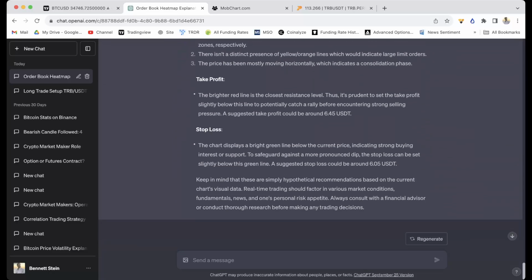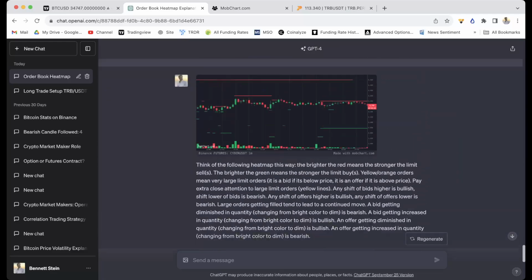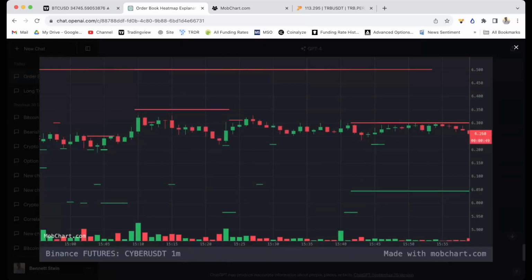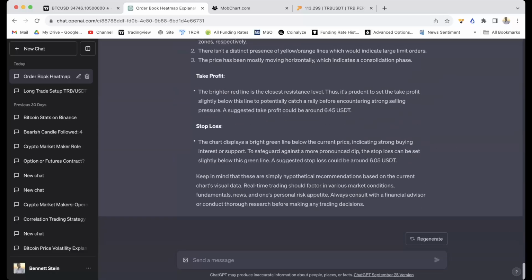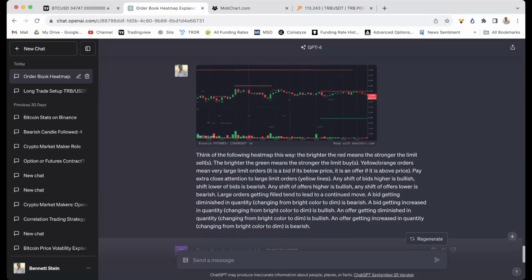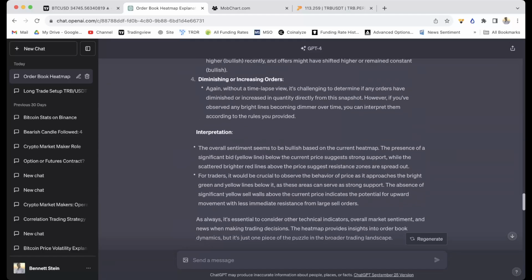It said take profit 6.45 on cyber and stop loss is 6.05. Neither would have hit. But yeah, I think the best thing to do with this is, what you want to do is take what I wrote right here.